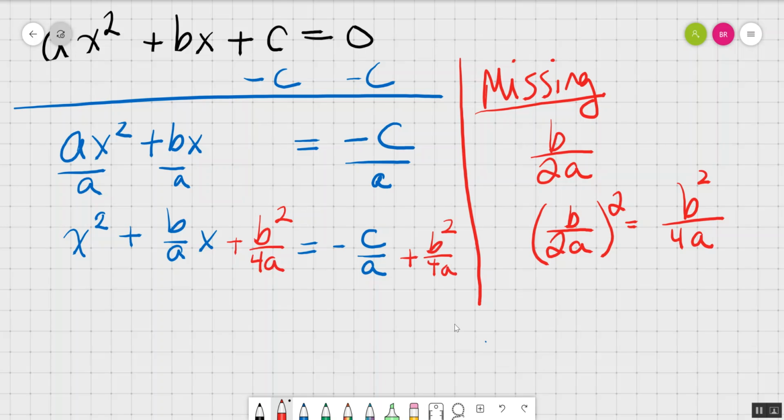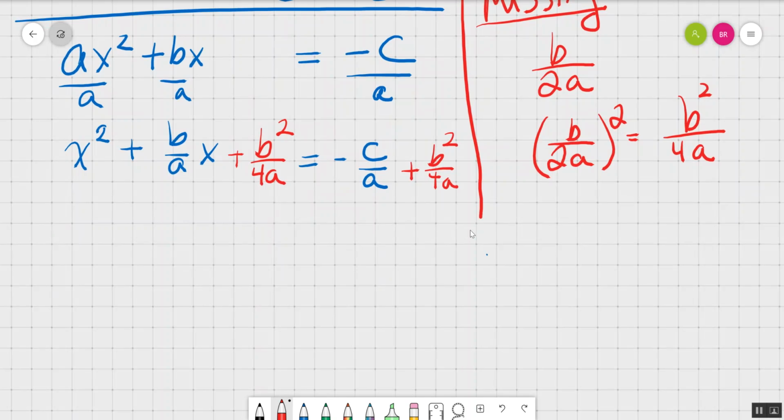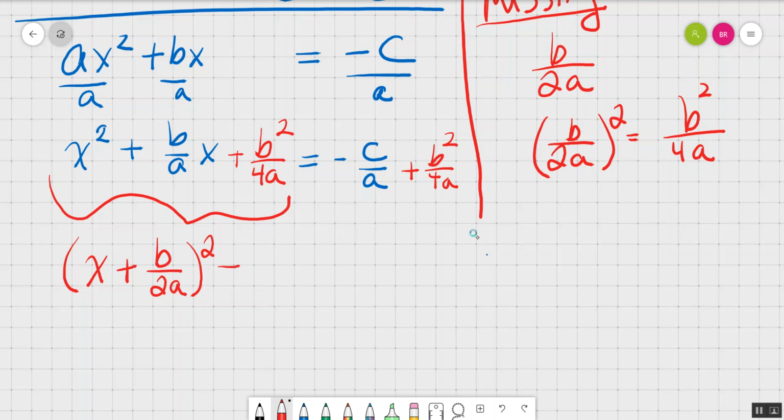I'm going to roll her on up. Here we go. So this together is a perfect square. x plus b over 2a squared equals, and now I've got to do the other side. So negative c over a. Actually, let's switch the direction of this. So I'm going to do b squared over 4a squared on this side, and then minus c over a.